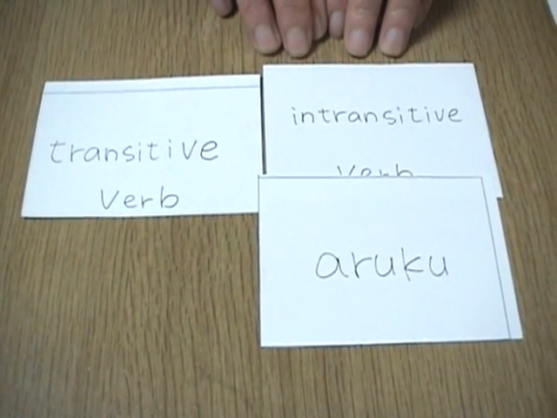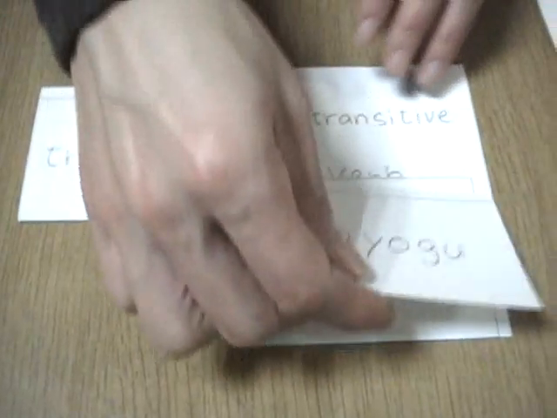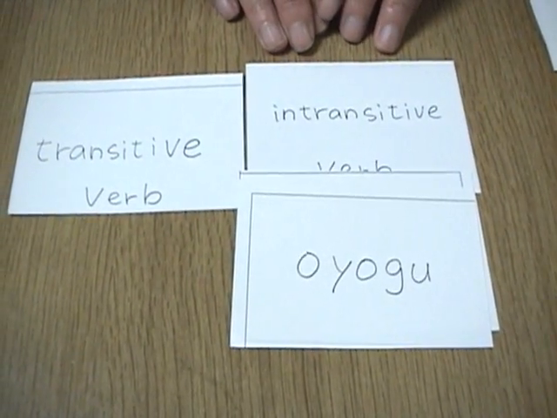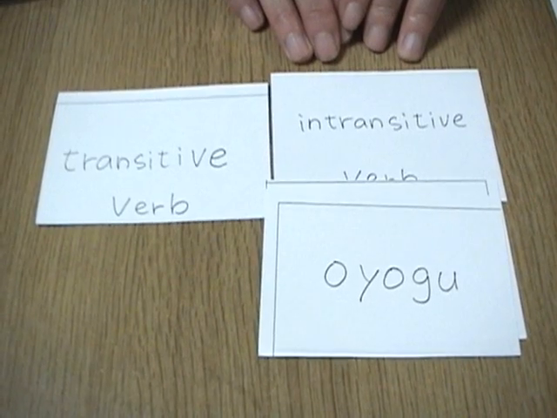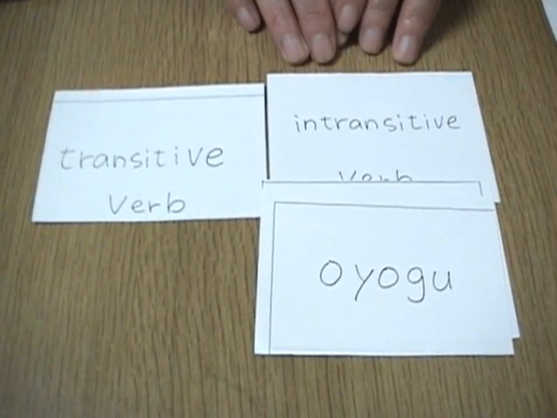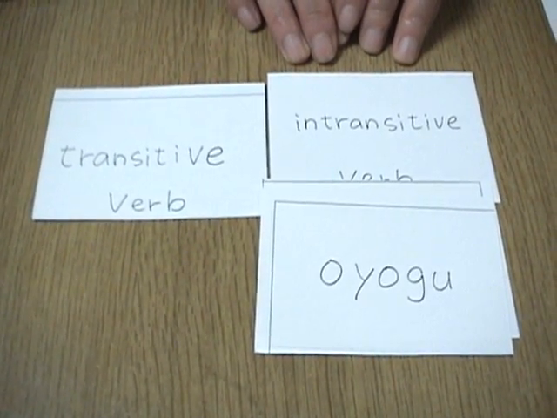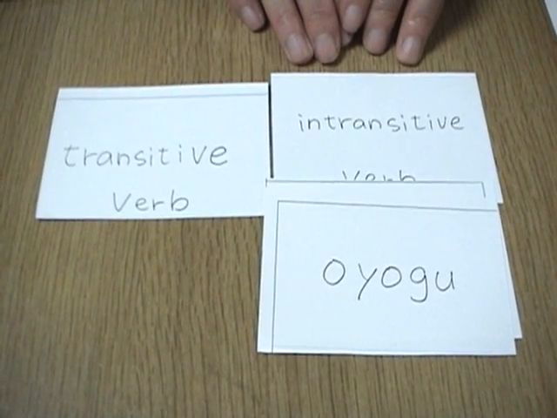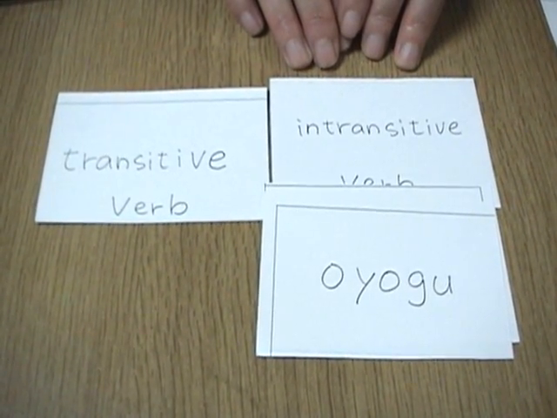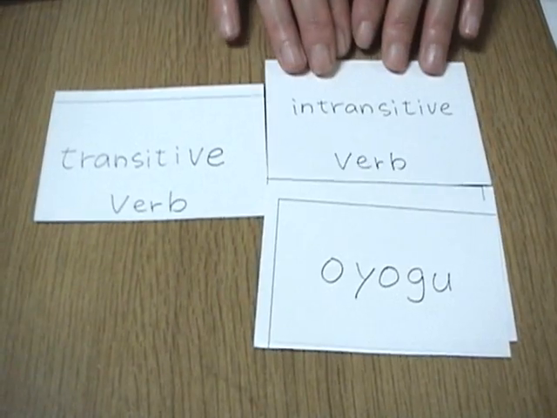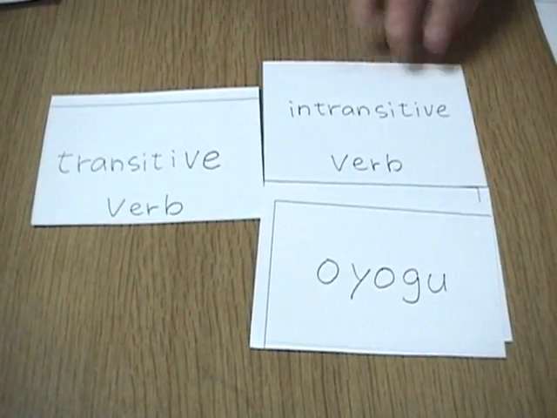Here is another example. If you say 泳ぐ, to swim, you yourself swim and you don't need something to act on. These verbs, which don't need an object to be a complete sentence, are called an intransitive verb.